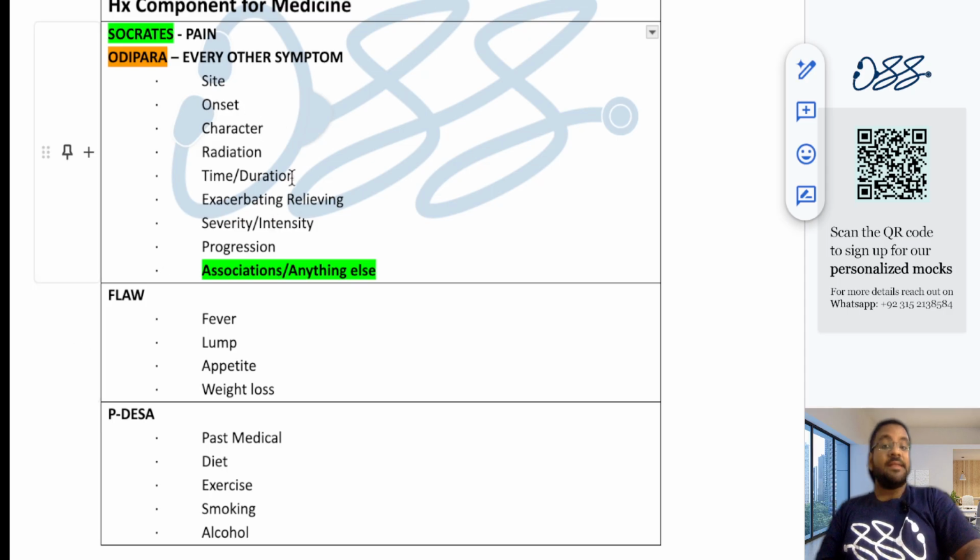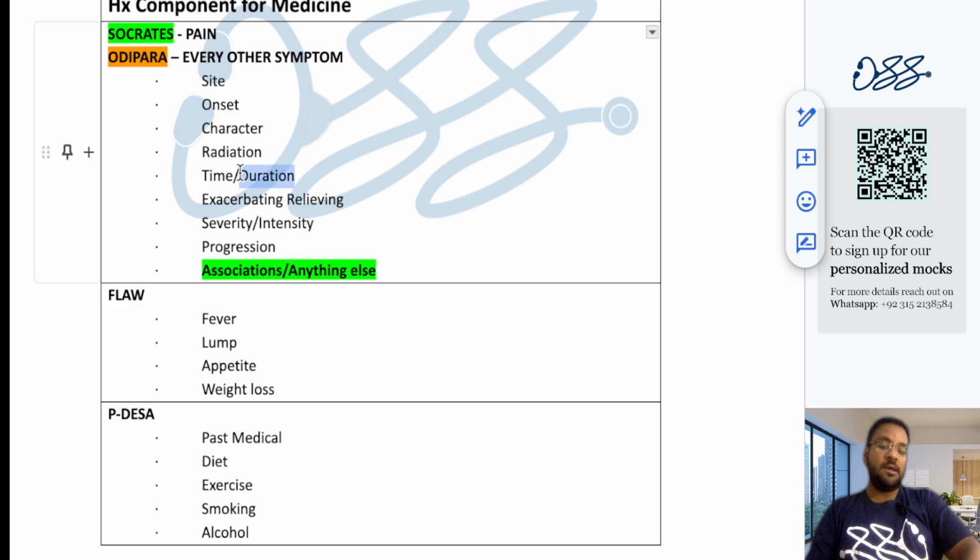Okay, and then the duration is, can you please tell me since how long have you been having this weight loss? Can you please tell me since how long have you been having this vomiting? Okay, so O for onset and D for duration. Then I stands for intensity. Instead of the severity, you go for the intensity. Can you please tell me how severe is it? Is it affecting your daily life? Are you not even able to eat a single bite before vomiting?